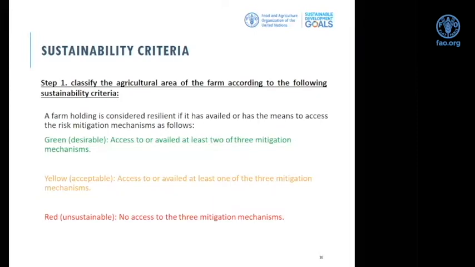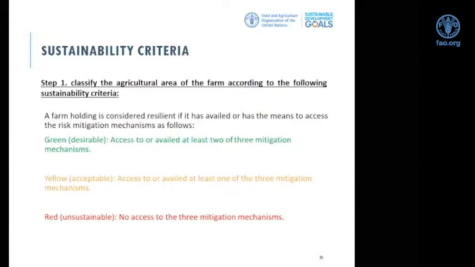Now, of course, as part of the 241 methodology, a farm holding is considered resilient if it has means to access the risk mitigation mechanisms as follows. If the farm has access to or availed at least two of the three risk mitigation mechanisms, credit, insurance, and diversification, then we consider it as green. If it has access to one of the three mitigation mechanisms, then it is considered as yellow. Or if it has no access to the mitigation mechanisms, then it is classified as red. The reason is all very simple.